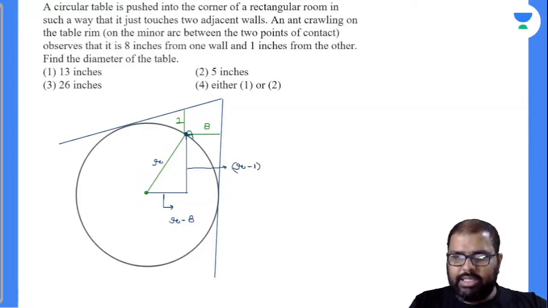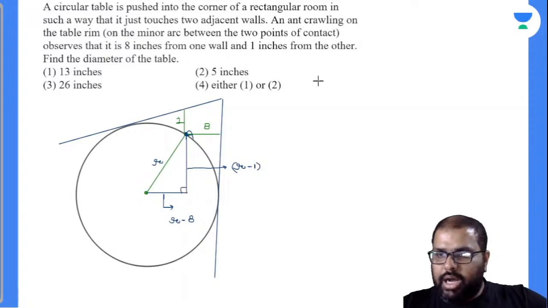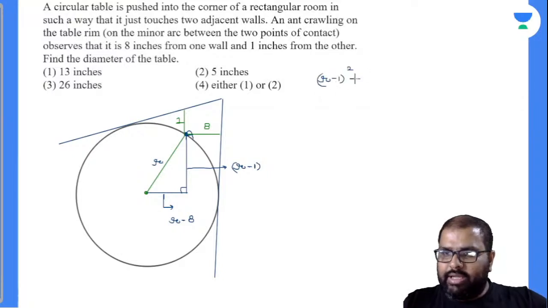By Pythagoras theorem, I can solve it very easily. See, this is your right angle there. So r minus 1 whole square. You will get a quadratic equation. How many of you got the same value there? r minus 8 whole square plus 1 square is equal to r square.